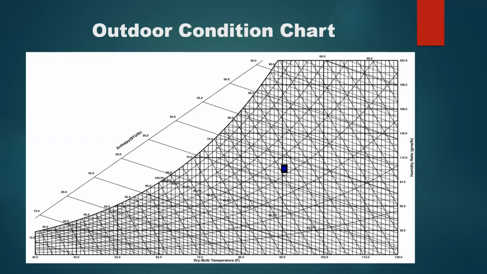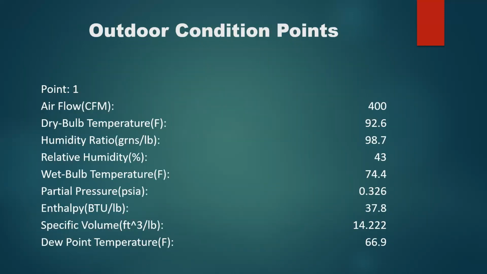This is actually the design point, and these are the numbers, and here's the critical numbers. If you look at it, your dew point temperature is 66.9. Enthalpy is 37.8. And in this case here, the relative humidity at that is 43%. Now, when we're dealing with these systems, we need to understand that where we're at and where we need to be is two different things.